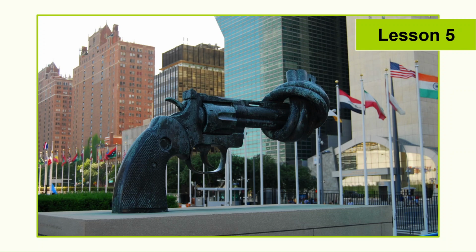This sculpture is formally known as non-violence, but it's commonly referred to as the knotted gun. It sits outside the entrance to the United Nations headquarters in New York City. You might then want to ask pupils to consider the significance of the sculpture and the messaging that they think the sculptor is trying to convey.